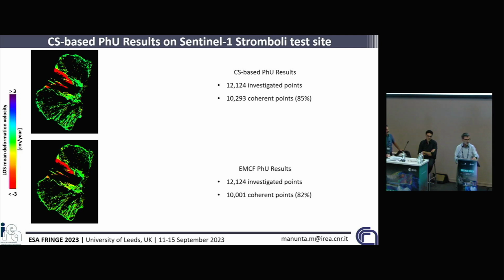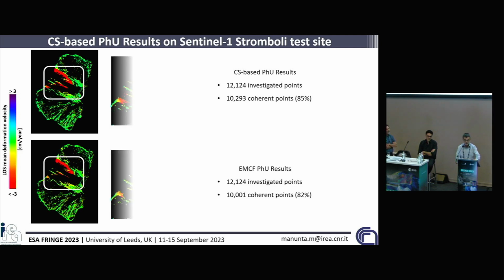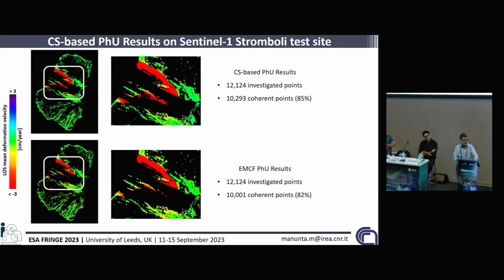Also in this case, we cannot appreciate the improvement in this figure, but if we zoom in on the Sciara del Fuoco, a sliding area located in the northern flank of the volcano, we can see the improvement that we achieve with the new algorithm, in particular along the edge of the Sciara, in the middle of the Sciara. All the points, the more or less 200 points that we retrieve, are located in this area.